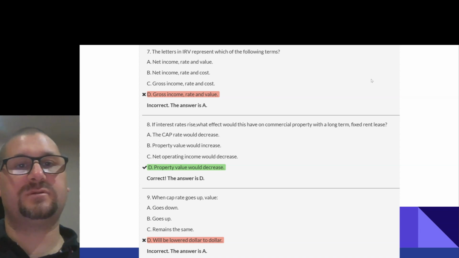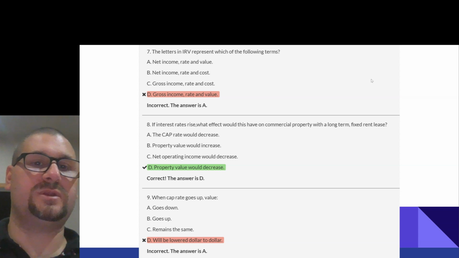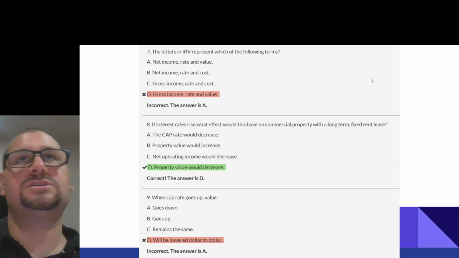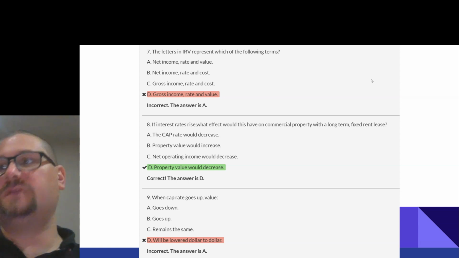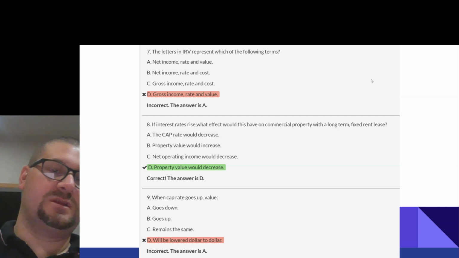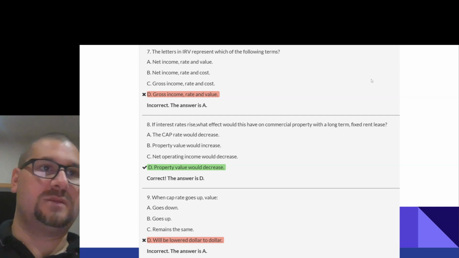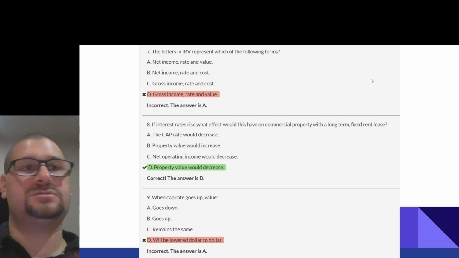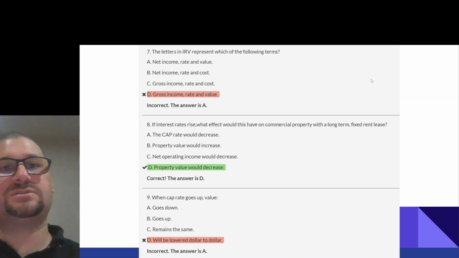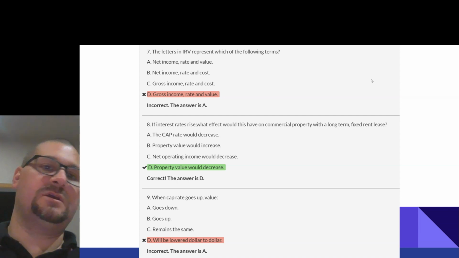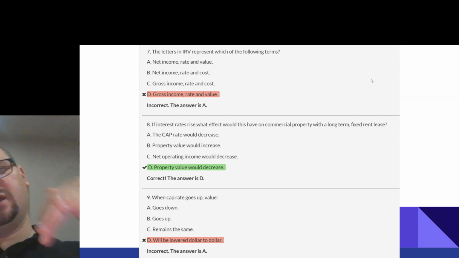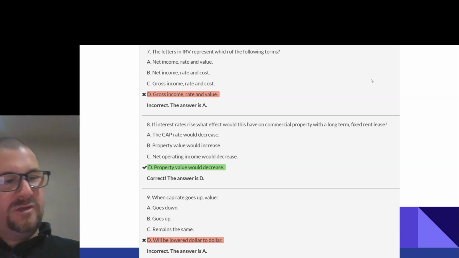So the cap rate would decrease. No. Property value would increase. No. It wouldn't make sense, right? If you have high property values and high interest rates, there's not going to be any movement, no purchases or sales. Nobody's going to buy anything because everything's too high, and also the interest rate's too high. So when interest rates go high, the property values go down.